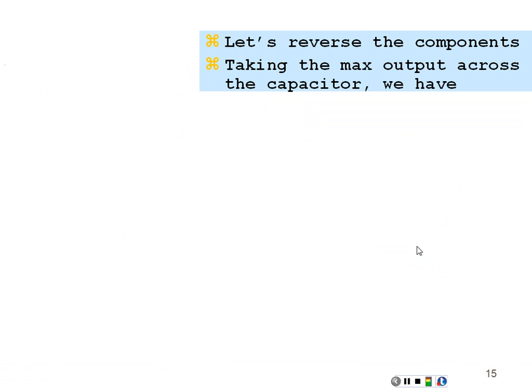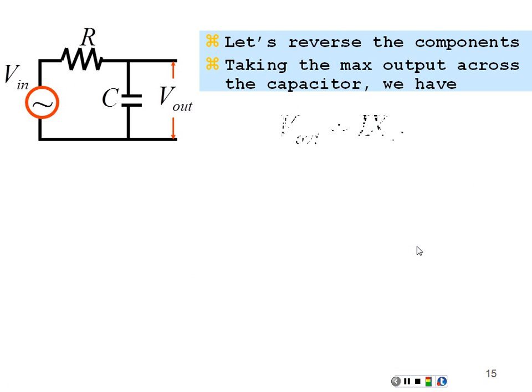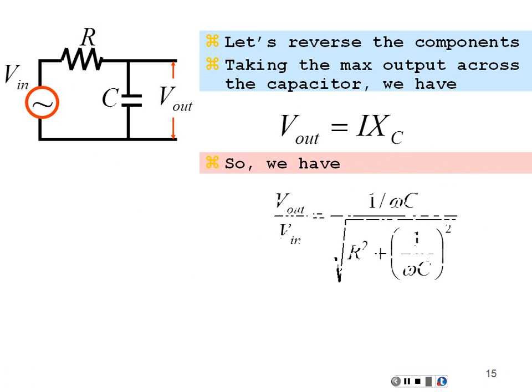Let's reverse the components. Let's put our output on the capacitor. Now our output is equal to the current times the capacitive reactance. And our ratio of our output to our input is 1 over omega C over the square root of R squared plus (1 over omega C) squared.